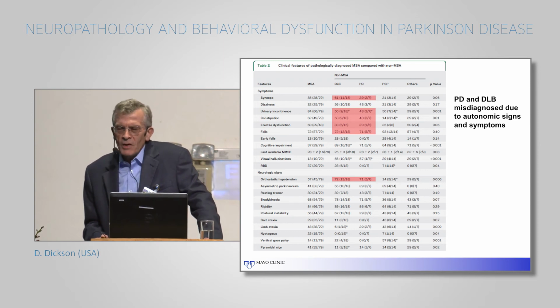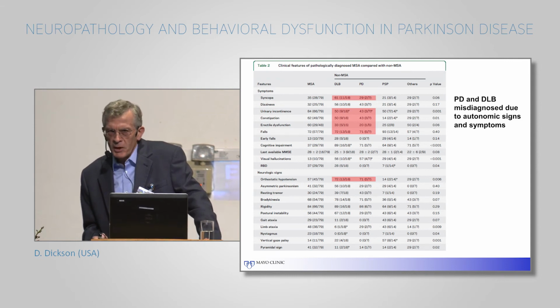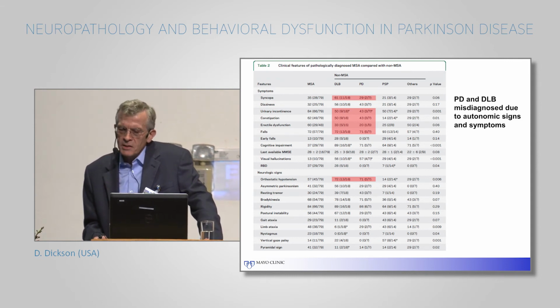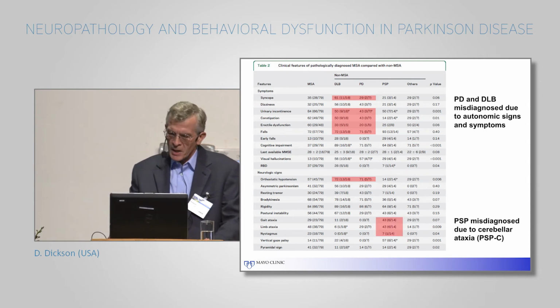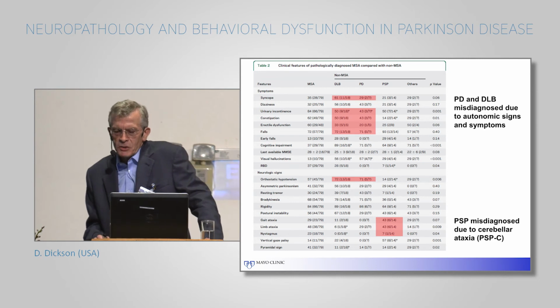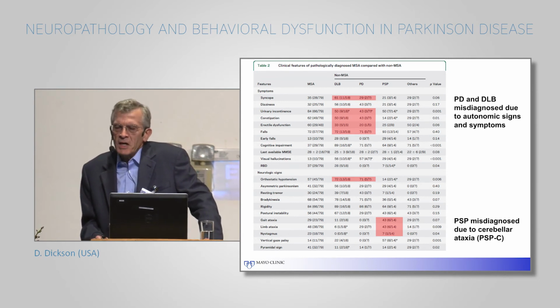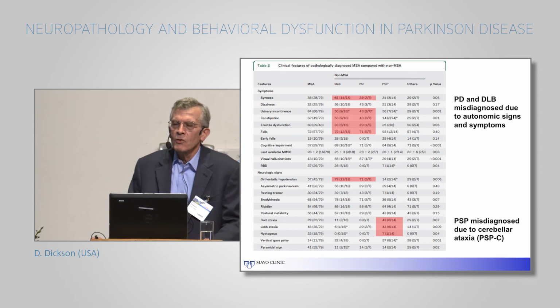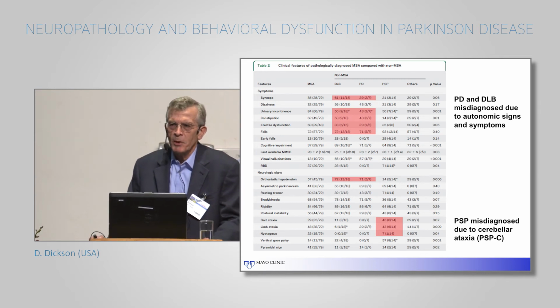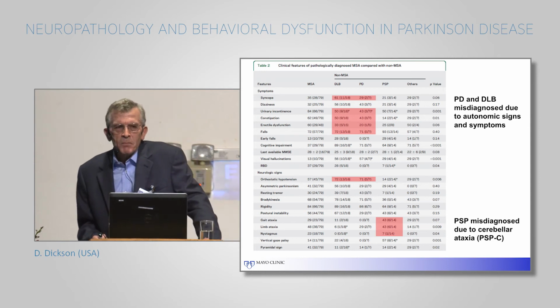And this, as I think clinicians are becoming increasingly aware, autonomic dysfunctions are common in Lewy body disorders. They shouldn't necessarily make one think about MSA as a clinical syndrome. And when our PSP patients were misdiagnosed as MSA, it was because of neurologic features that were characterized by ataxia. And this is becoming increasingly understood as well, that some PSP patients may have cerebellar signs. And again, for some peculiar reason, this is also more common in Asians.